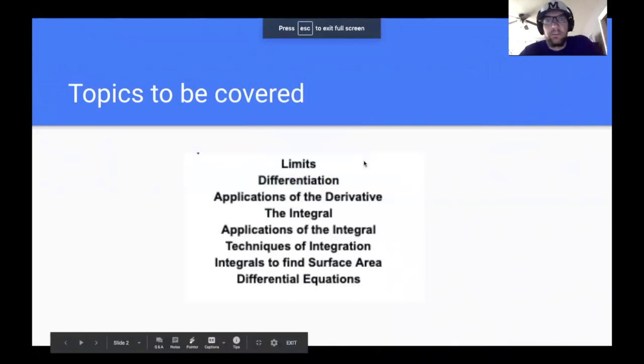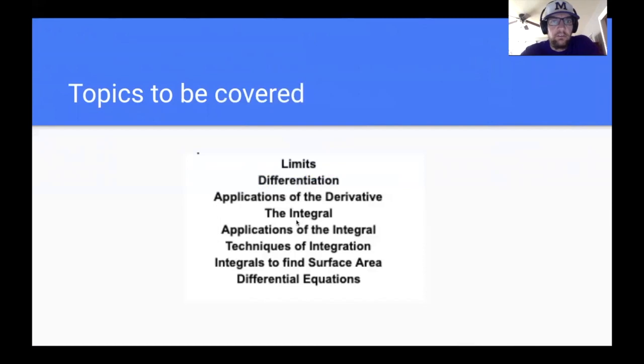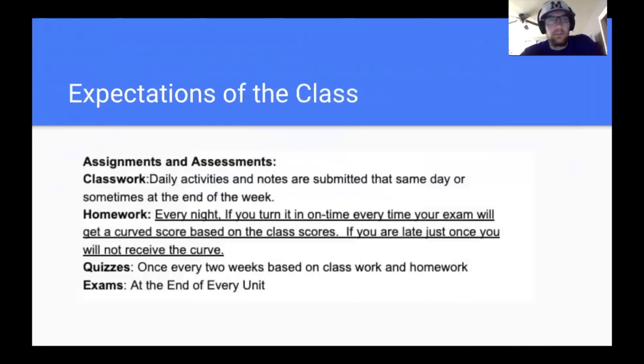These are the topics that we cover: limits, derivatives, application of the derivative, integrals. We talk about surface area and volumes, and then we end the year with differential equations. And just like any topic, you might be looking at that and it is very foreign to you, but when you're in the class, I will teach you about the topic and you're going to learn about it, and it will not be difficult once you learn it.